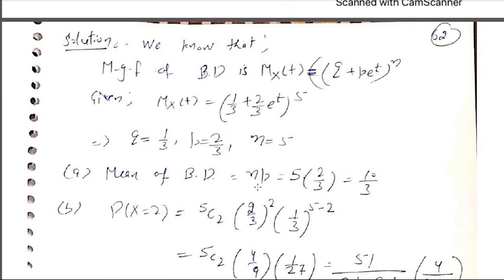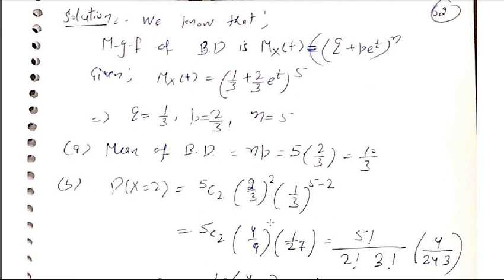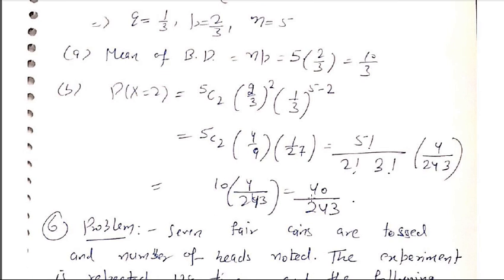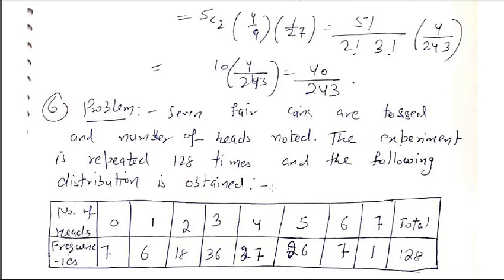The second part is to find the probability of x = 2. We know that by the definition of the binomial distribution, probability of x is 5Cx p^x q^(n-x). So here n is 5 and x is 2, p is 2/3 and q is 1/3. We will put all the values in, and you can see after calculation the probability of x = 2 will be 40/243.